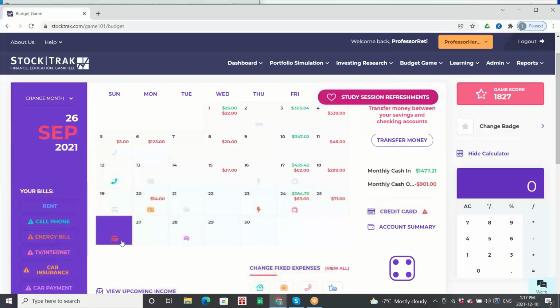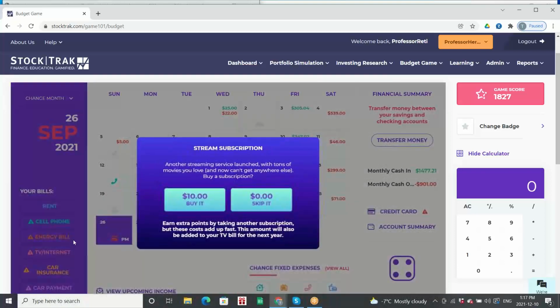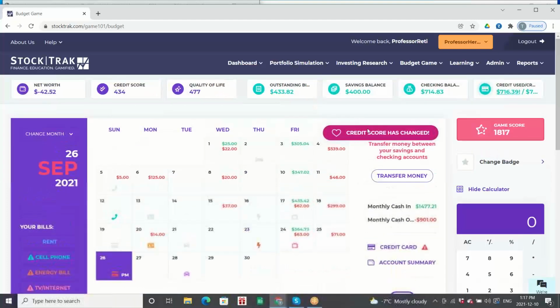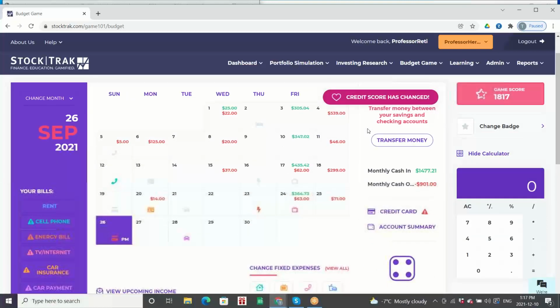And then we're going on to, oh, looks like my credit card bill is due. Oh, there it is. Stream subscription, another streaming service launched. So here's where you're making a life decision on, should I spend or shouldn't I spend, right? So I'm just going to say, skip it. I've got enough subscriptions. So my credit score has changed. So it's moved up because I made a good life choice decision.